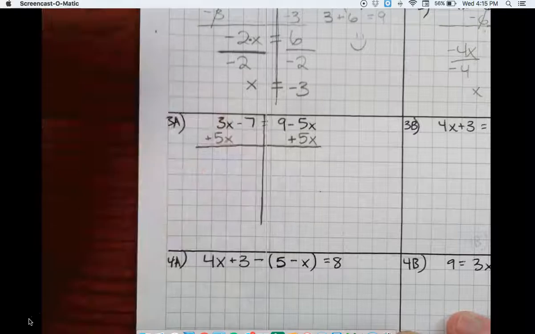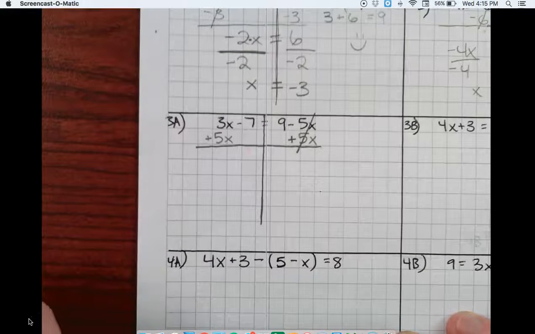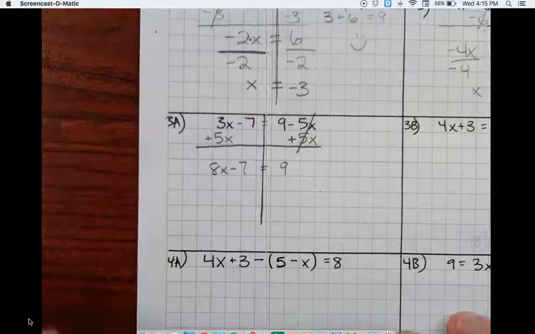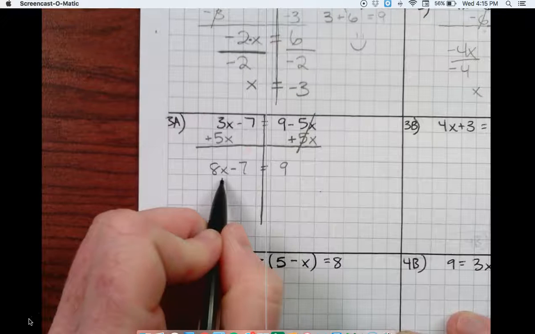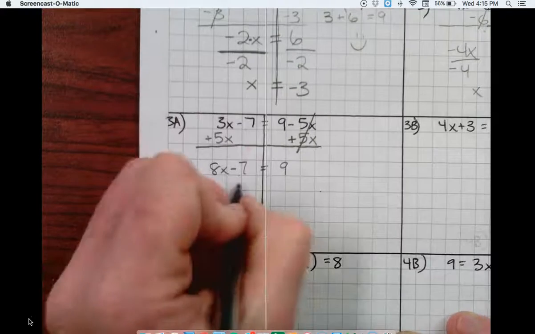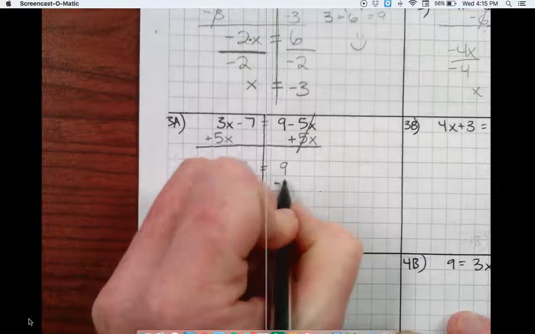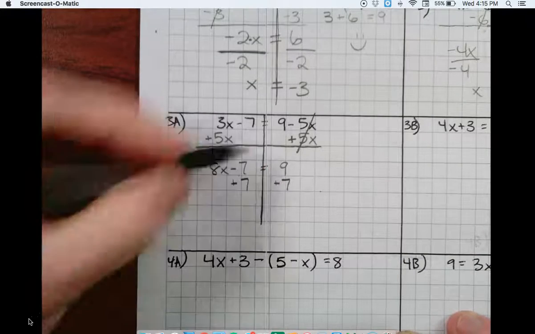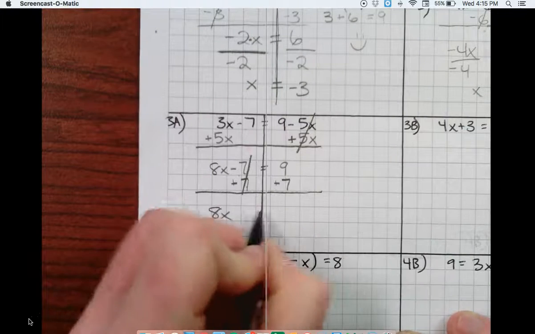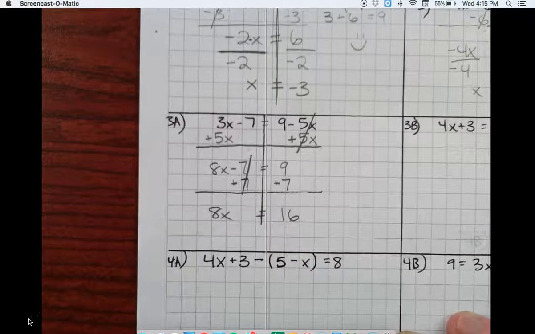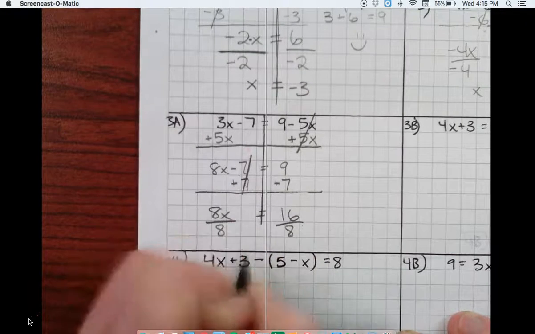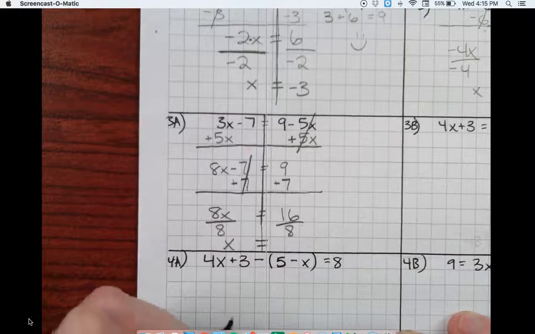Negative 5x plus 5x, that's a zero pair. Goodbye. 3x plus 5x is 8x. So I have my x here. Now I need to move this, get rid of this. So how do I get rid of 7 negatives? I need to add 7, create a zero pair. So I need to do it to both sides. This goes away, zero pairs. And I'm left with 8x, and this is 16. Need to divide by 8. 8 divided by 8 is 1x. And I have 16 divided by 8 is 2.